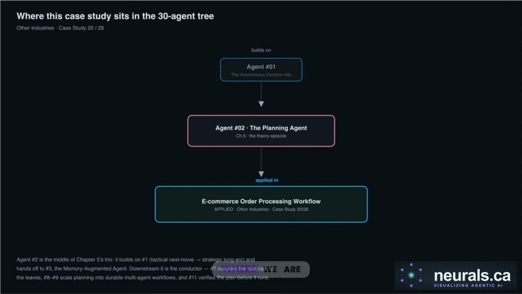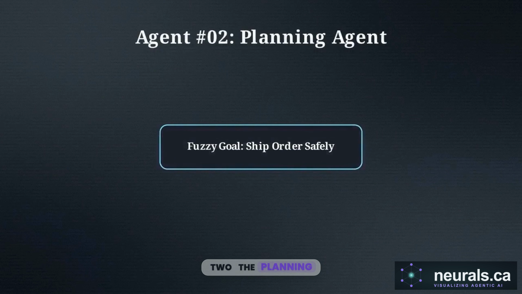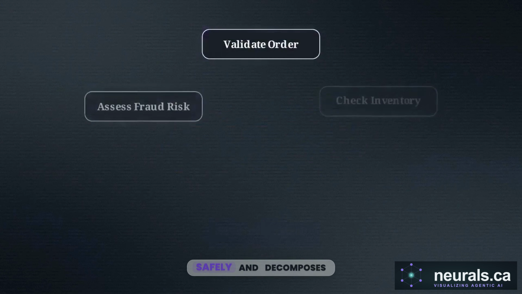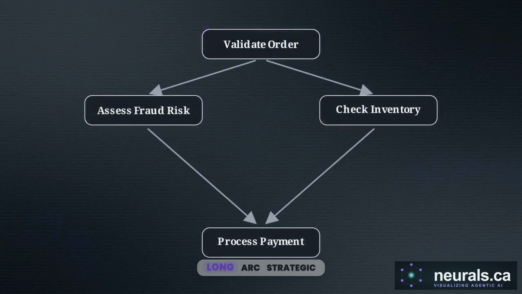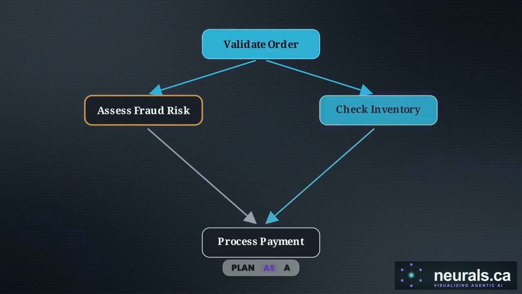This chart highlights where we are in the architecture stack. Agent number 1, the autonomous decision-making agent, excels at tactical, immediate moves. But a multi-step verification process requires a wider view. Agent number 2, the planning agent, takes over. It takes the fuzzy goal of ship this order safely and decomposes it into a long arc, strategic plan with dozens of dependent steps. The planning agent treats the initial plan as a working theory.